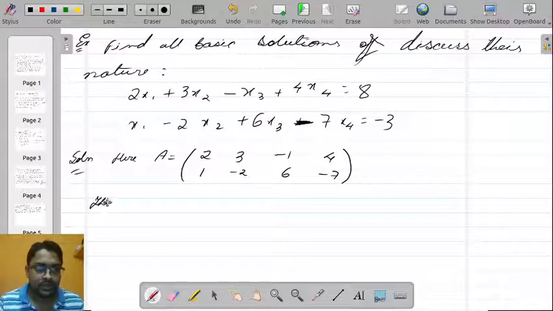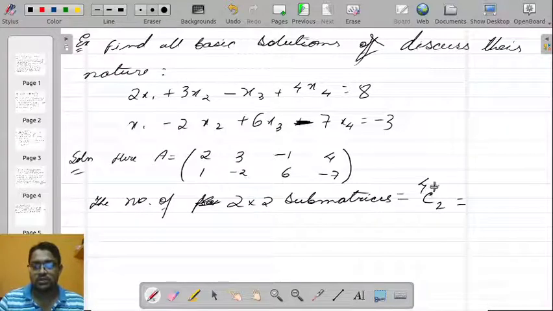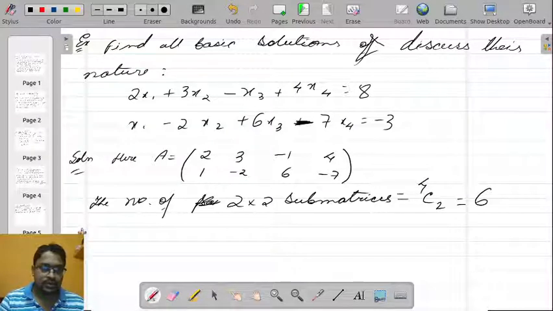So let us write the maximum number of 2 by 2 submatrices. There are 4 columns, out of that I have to select 2 at a time. In that case I will get the number of 2 by 2 submatrices, which is 4C2, so that is actually 6. So there are 6 possibilities. Let us choose one by one.